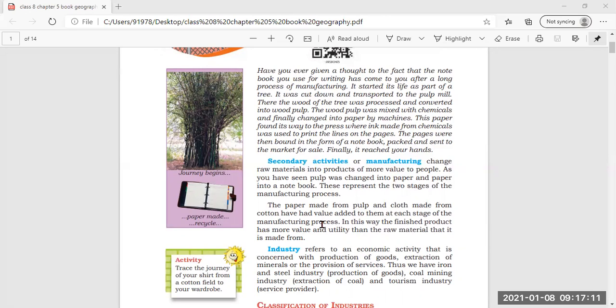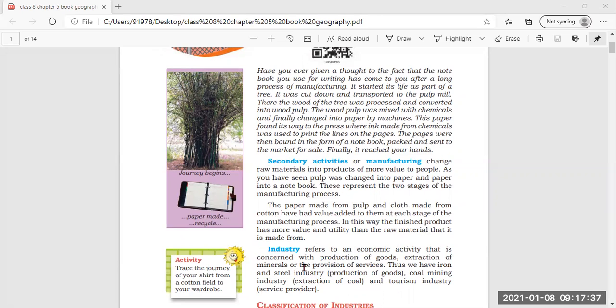That is the final product, and the value of that pulp is not as much as the value of the notebook, because it is used in day-to-day life and is more valuable for the people. So we have seen that a finished product has more value and more importance than the raw material it is made from.